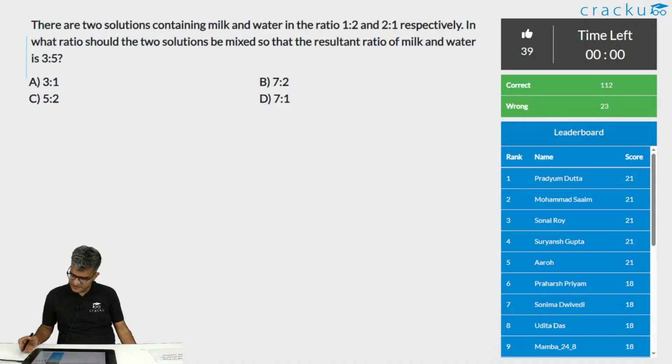Sir, is 6 months enough for cracking CAT with consistency, sir? I think 6 months is definitely sufficient for you to do well in CAT. Don't worry about it. 6 months is a lot of time. If you are putting in 2 or 3 hours every single day, that I think should be good enough for you to do well in the examination.